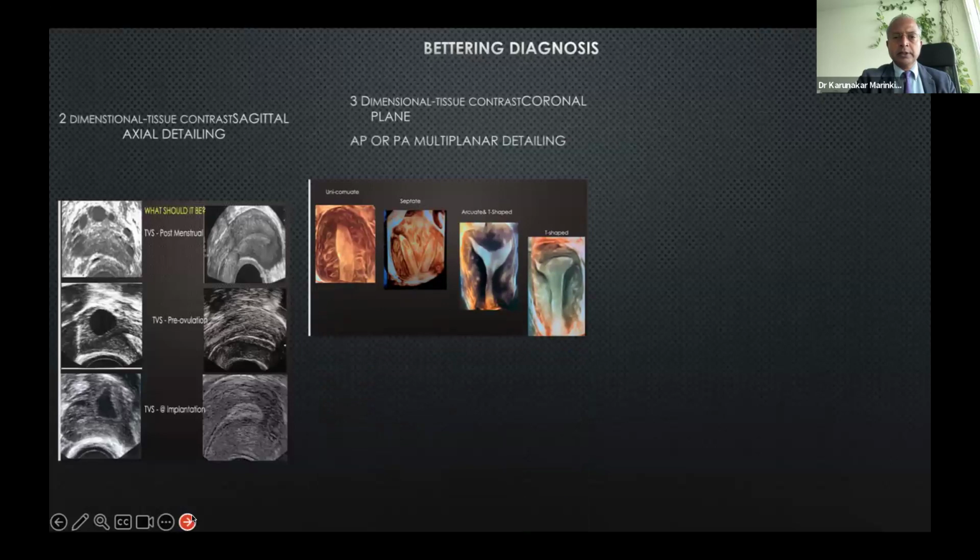And this is the 3D, which is nothing but anterior-posterior view of the uterus. This is sagittal, right sagittal. That's left sagittal. That is axial view. So this is the anterior-posterior of unicornuate uterus, septate uterus, arcuate uterus, and funny-shaped uterus. It doesn't matter.